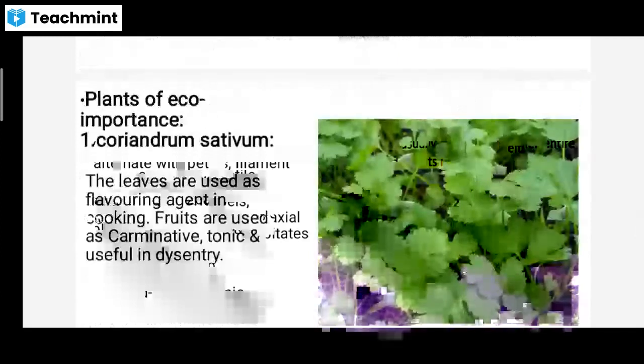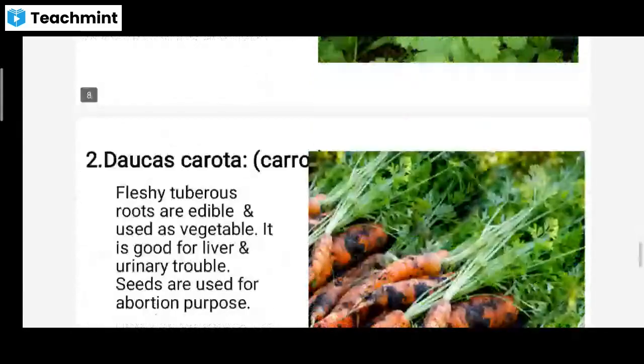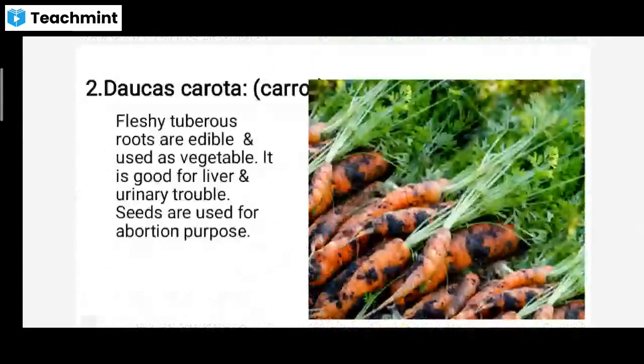Next is plants of economic importance. First is Coriandrum sativum. The leaves are used as flavoring agent in cooking. Fruits are used as carminative, tonic and used in dysentery. Second is Daucus carota. The fleshy tuberous root is edible and used as a vegetable. It is good for liver and urinary troubles. Seeds are used for abortion purposes.